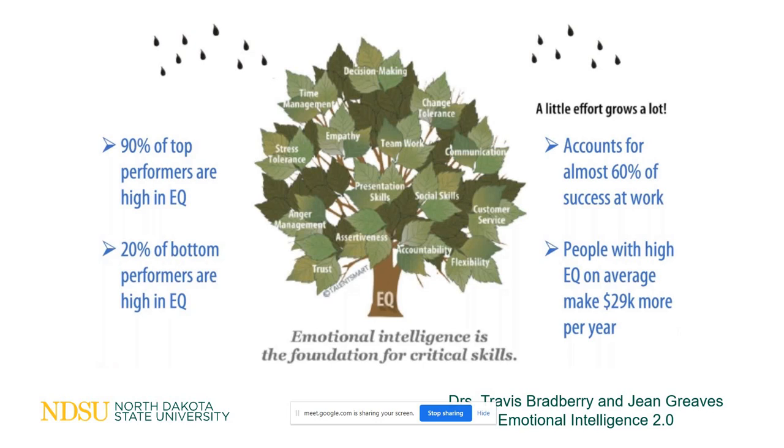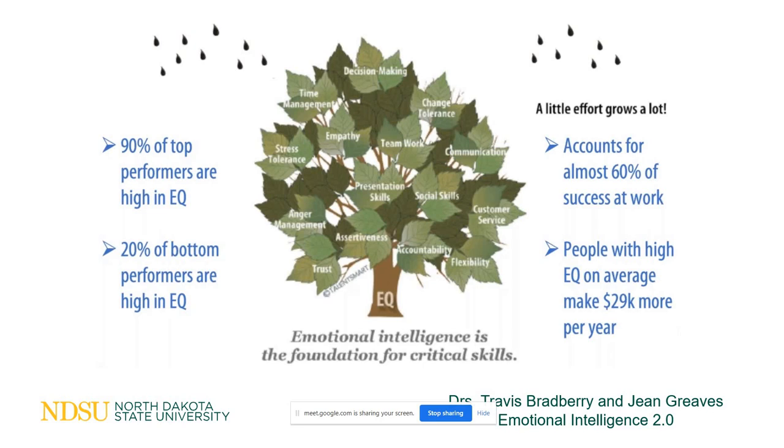What does it include? In the tree you can see decision making, time management, stress tolerance, empathy, like how we can understand the emotions of others, teamwork, change tolerance, like how we can work in different conditions. Communication should be good. Customer service, how we can apply emotional intelligence, social skills, presentation skill, assertiveness, accountability, like you should be accountable for the problem and the solution of the problem, flexibility, trust.